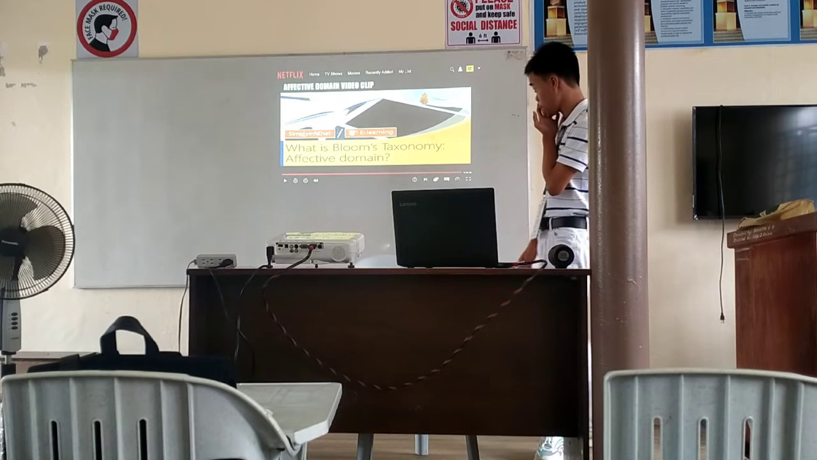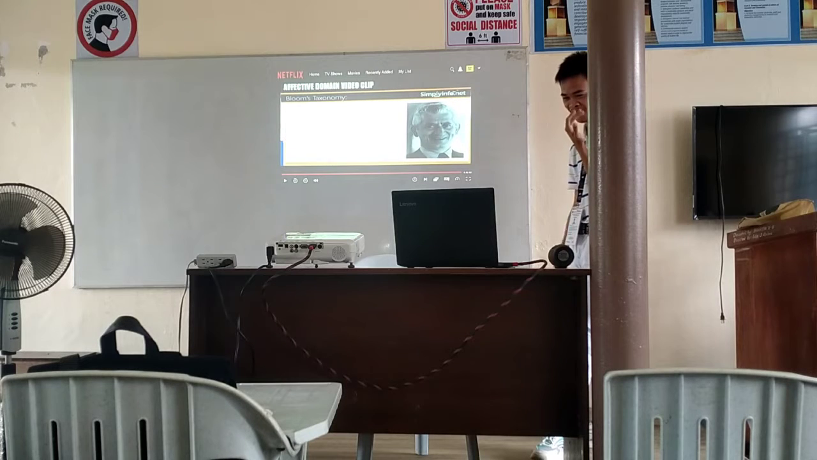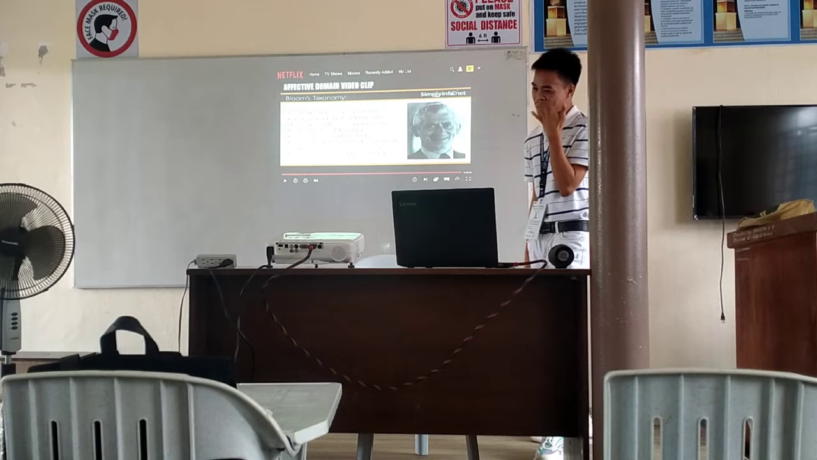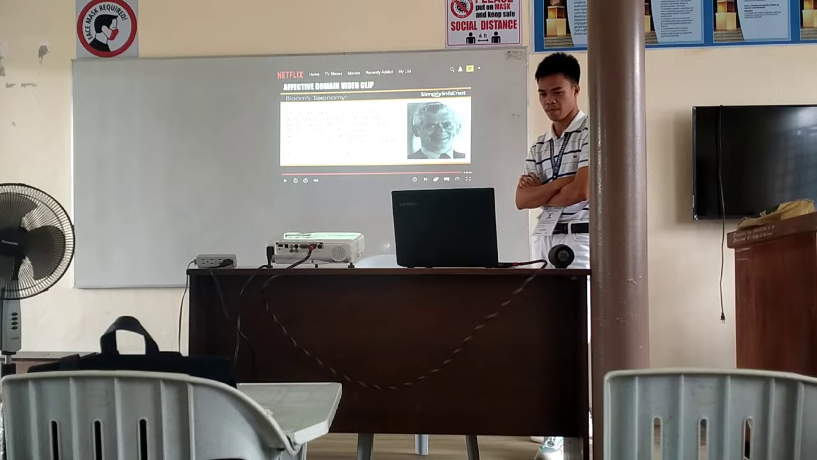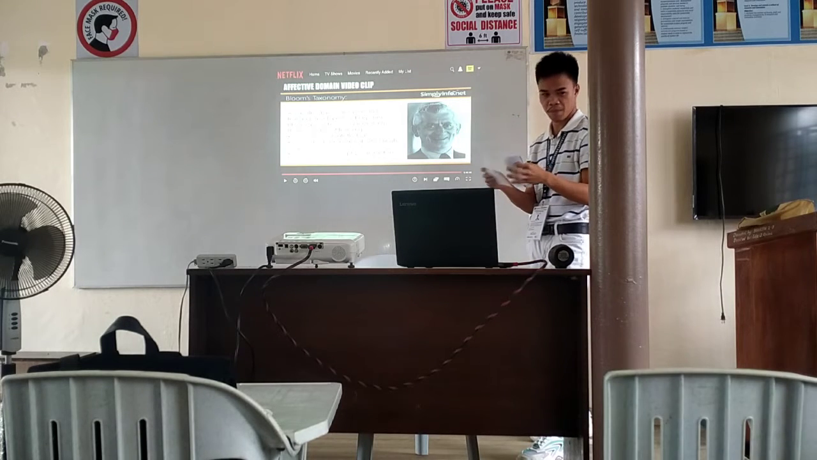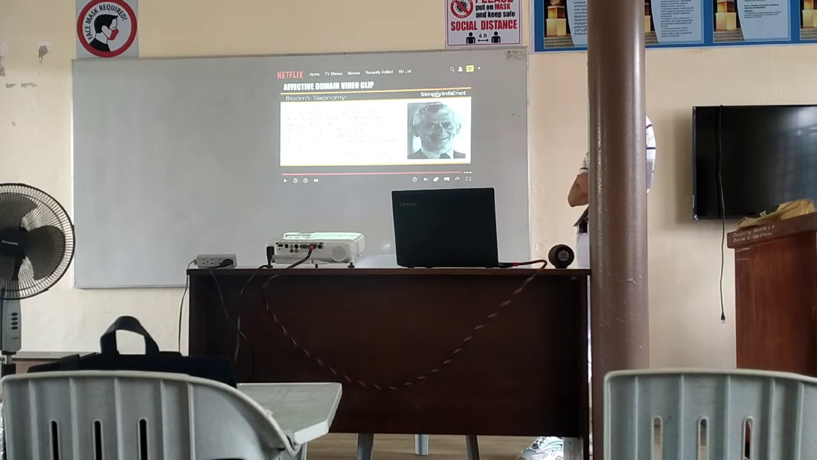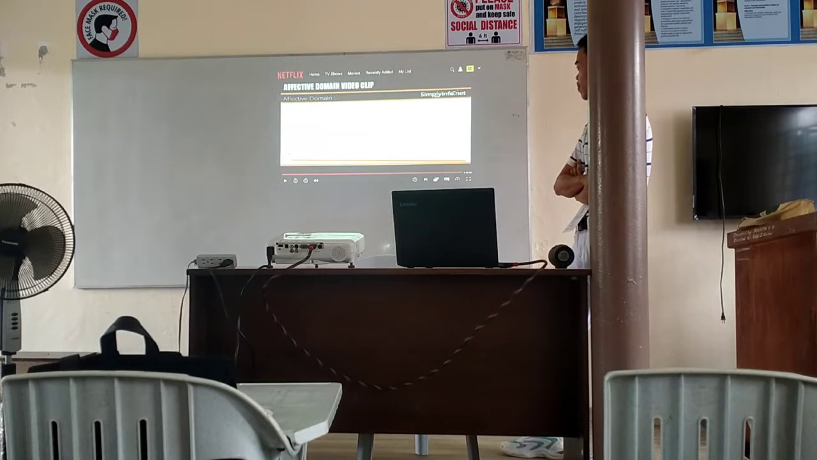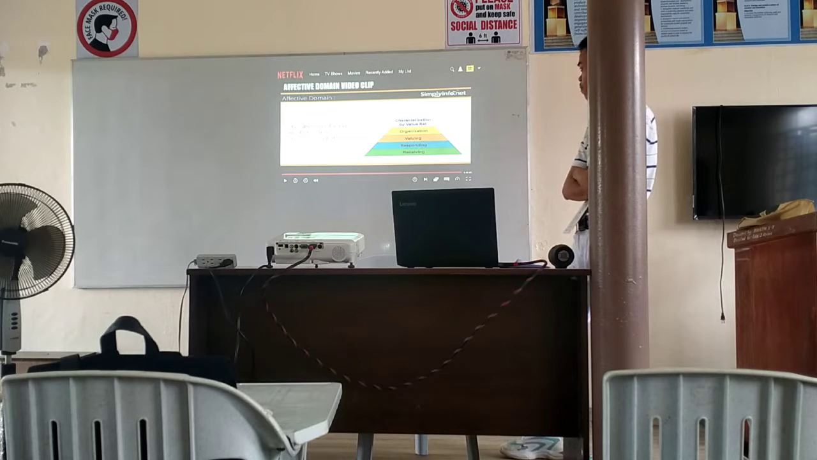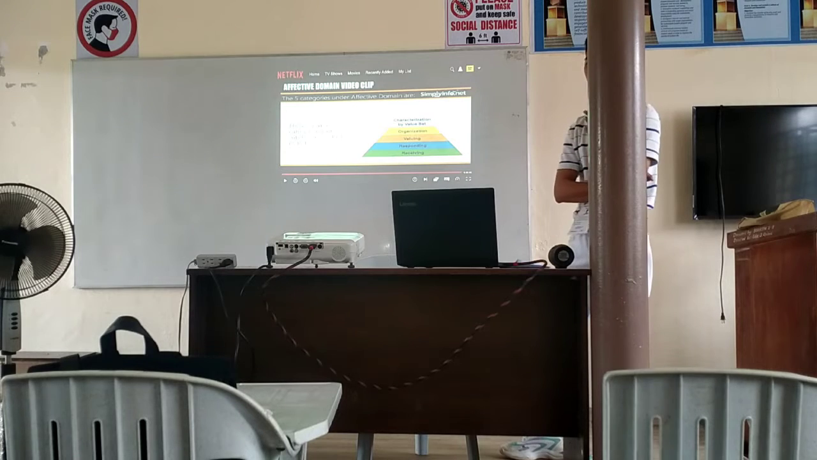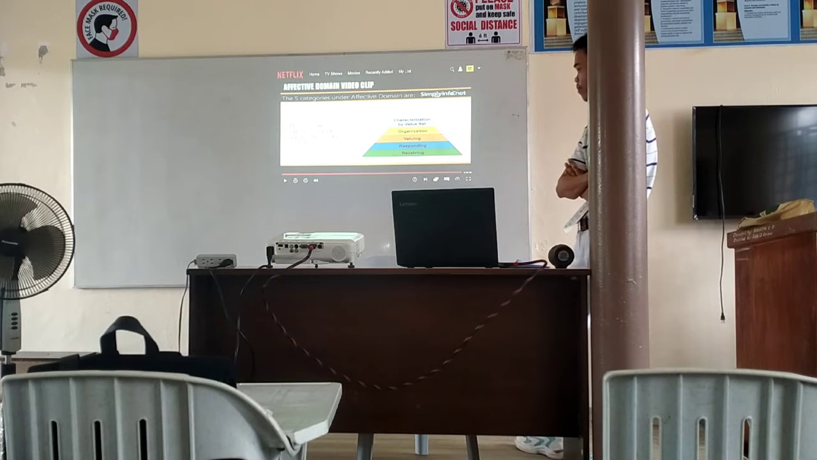What is Bloom's taxonomy affective domain? Bloom's taxonomy, a classification of behavior and learning developed by Benjamin Bloom and others, is organized into 3 domains of learning: cognitive or intellectual, affective or emotional and attitudinal, and psychomotor or physical motor. Affective domain. The affective domain involves our feelings, emotions, and attitudes. This domain is characterized into 5 subdomains, which include characterization of value set, organization, valuing, responding, receiving.